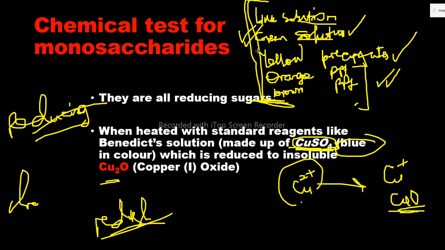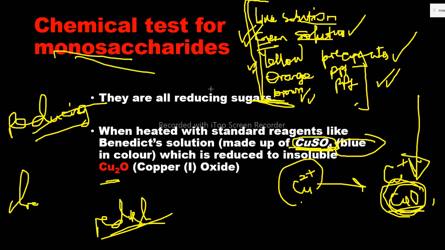If the color is green, then it means just little copper 1 oxide has been formed. If the color is yellow, then somehow moderate. But if the color is reddish brown, then it means too much copper 1 oxide has been formed. And so that means there is too much reducing agent, and the reducing agent will be oxidized. That's why it is a reducing agent. I hope that one makes some little sense.